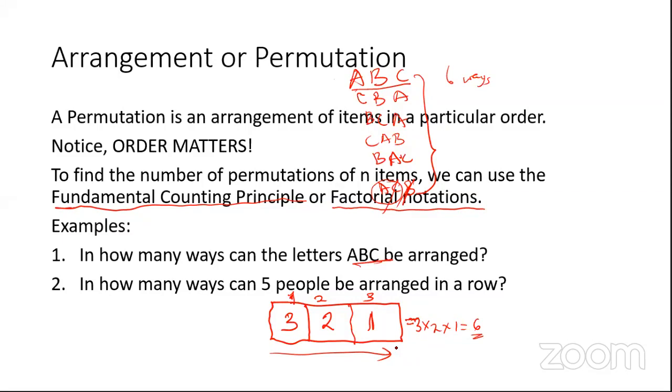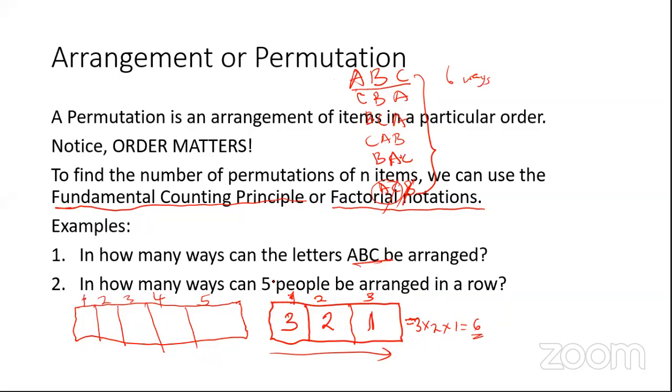The second question says, in how many ways can 5 people be arranged in a row? It means I also have to create the space for those people, the space where I want them to stay. So let me create their space. I have 1, 2, 3, 4, 5. Yes, there are 5 in number. I've created their spaces. So in how many ways can 5 people be arranged?